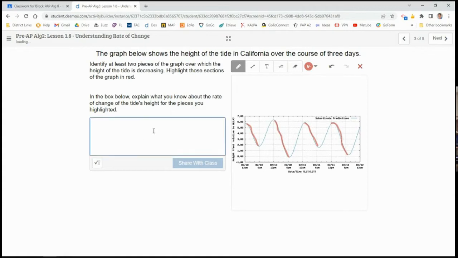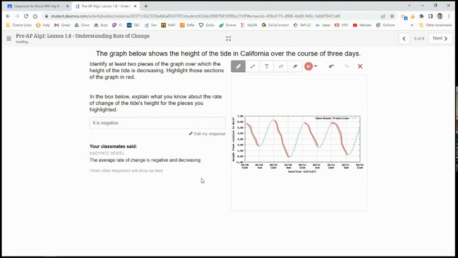And what do we know about the change of the tide's height? The rate of change of the tide's height? Yeah, it is negative, right? The rate of change is a negative rate of change. Absolutely. And we certainly know the average rate of change is decreasing, going down. All right, share with class. There we go. All right, let's look at number 4.